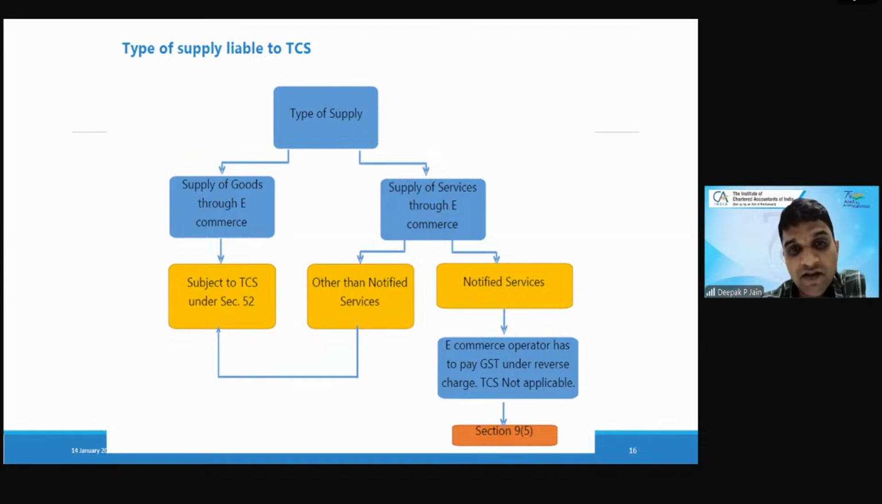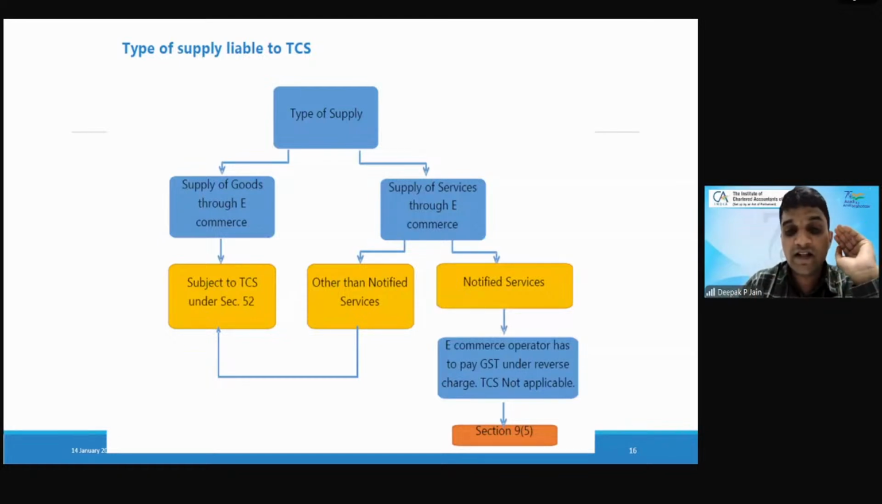And for supply of services through e-commerce which are notified services, there the e-commerce operator has to pay the GST under reverse charge. Like how we understood the concept of reverse charge under section 9(4), where the supplier will not pay and the recipient will pay, similar to that there are certain transactions where neither the supplier nor the recipient will pay. The e-commerce operator will pay to the government. He will collect it from the customer, that's fine, but the ultimate liability will be of the e-commerce operator. That is one kind of services. They are called notified services under section 9(5). Apart from 9(5), there are other services which are not notified. They are all liable to TCS.